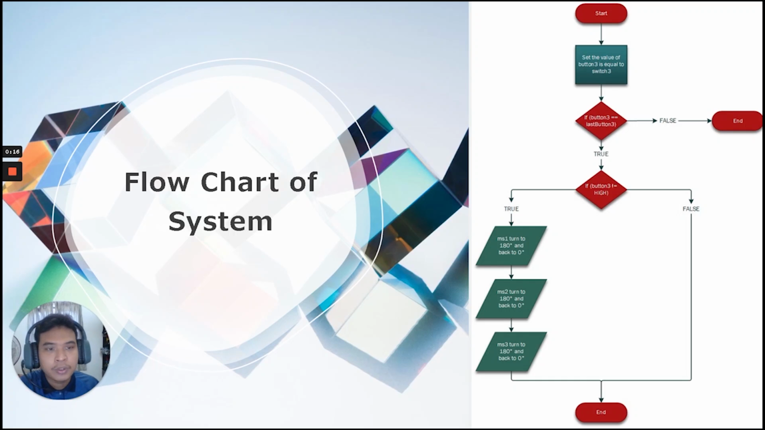I will present the flowchart of the system for my group. We start and reset the value of button 3 equal to switch 3. If button 3 equal to the last button 3 is false, it will end. If button 3 not equal to the last button 3 is true, then MS1 turns to 180 degrees and back to 0. Also MS2 turns to 100 degrees and back to 0, and MS3 turns to 180 and back to 0, and end.